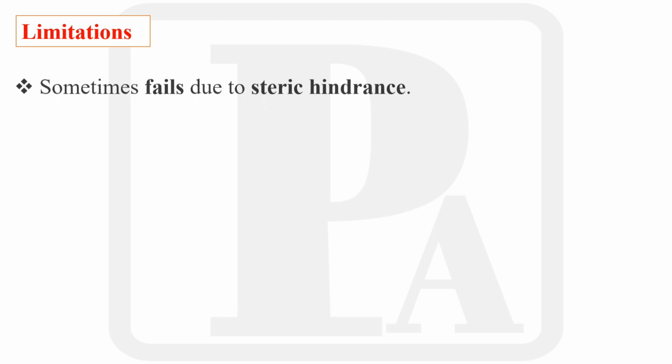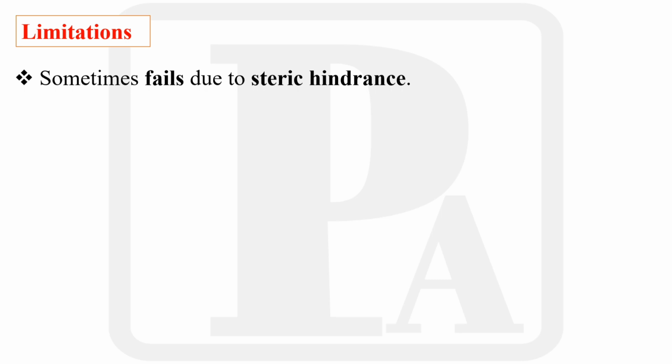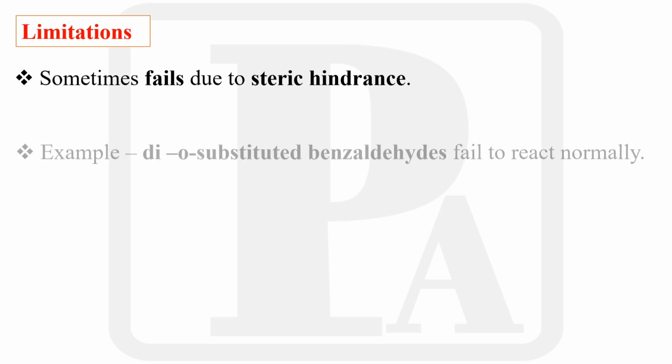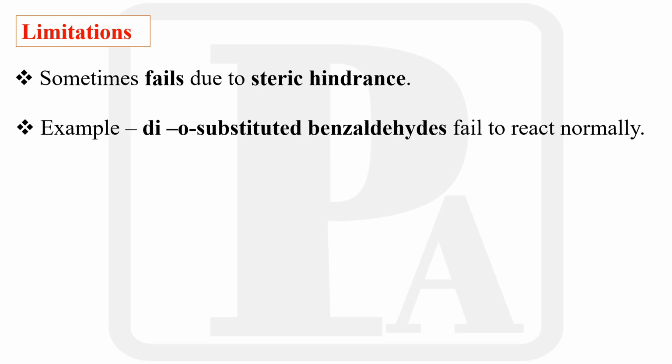Now we'll see the limitations of crossed Cannizzaro reaction. Sometimes this reaction fails because of the steric hindrance. Because of the presence of the bulkier group, this reaction may fail. Example is ortho disubstituted benzaldehyde. So that's all about the crossed Cannizzaro reaction. Thank you.